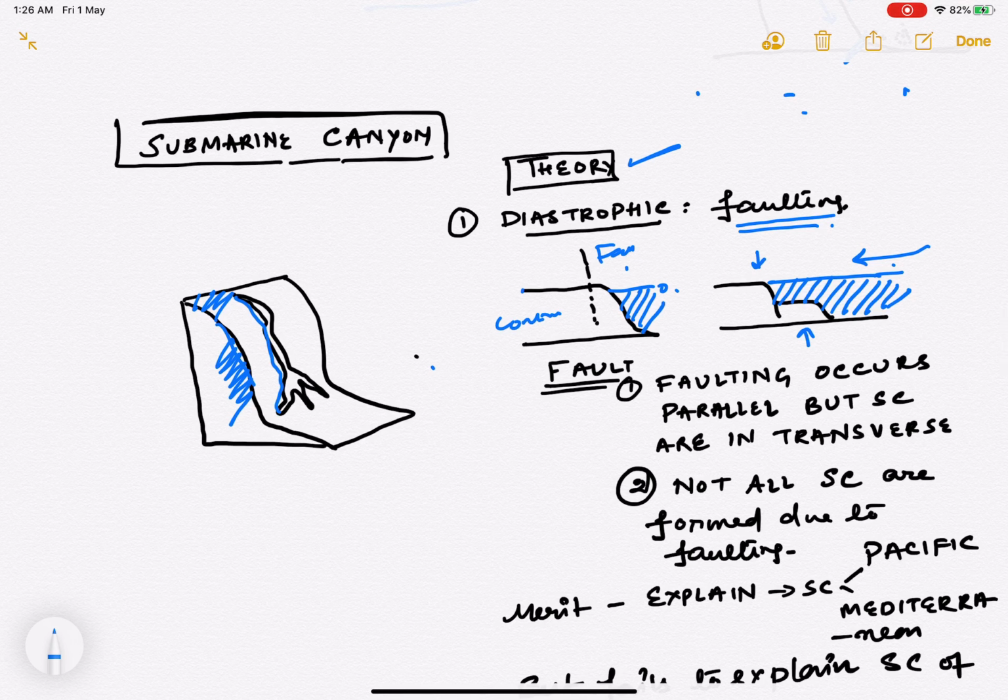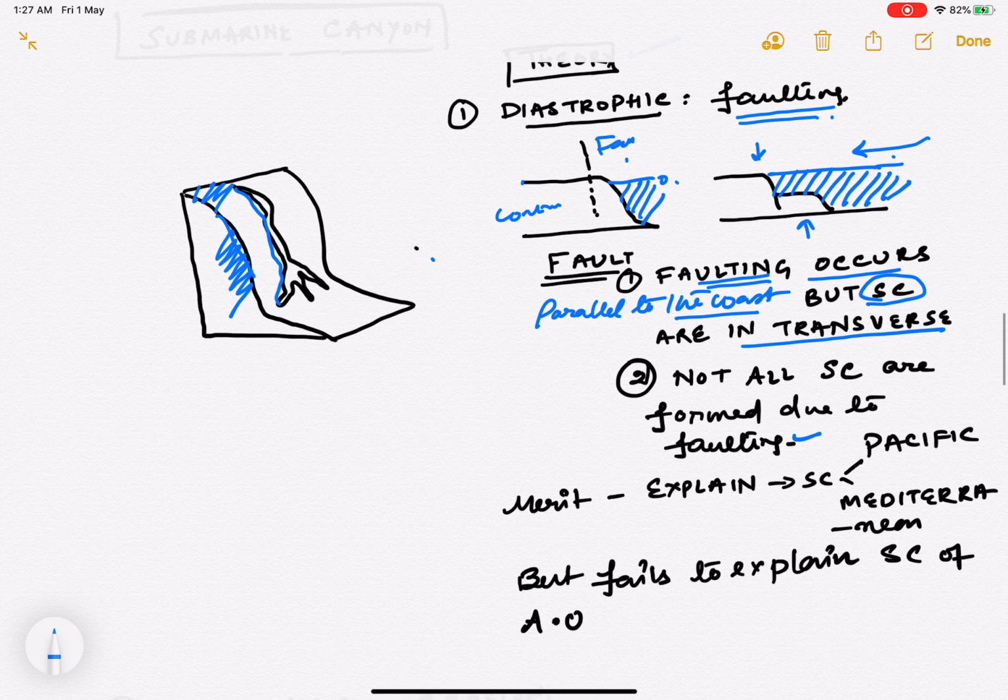What is the fault? First of all, the faulting occurs parallel to the coast, but SC, meaning submarine canyons, are in a transverse direction. Remember that the faulting occurs parallel to the coast. I have not written it, but I should write it down, and I am writing it down. Faulting occurs parallel to the coast, but the submarine canyons are in a transverse direction. Next. Now, not all submarine canyons are formed because of faulting. This is the second thing.